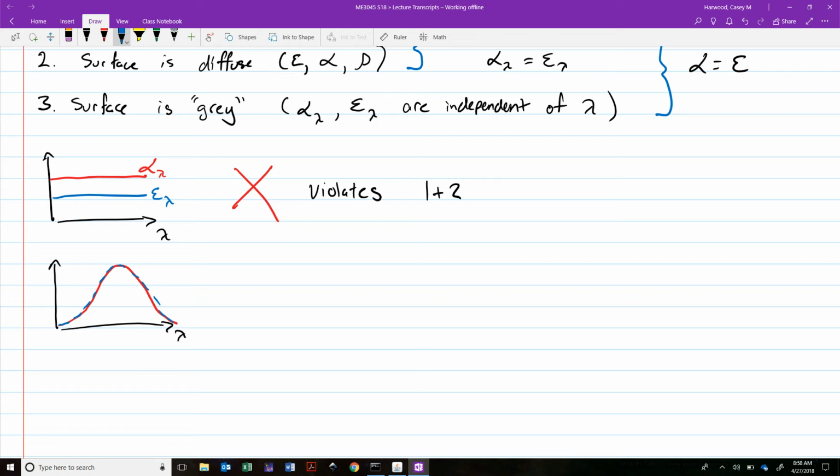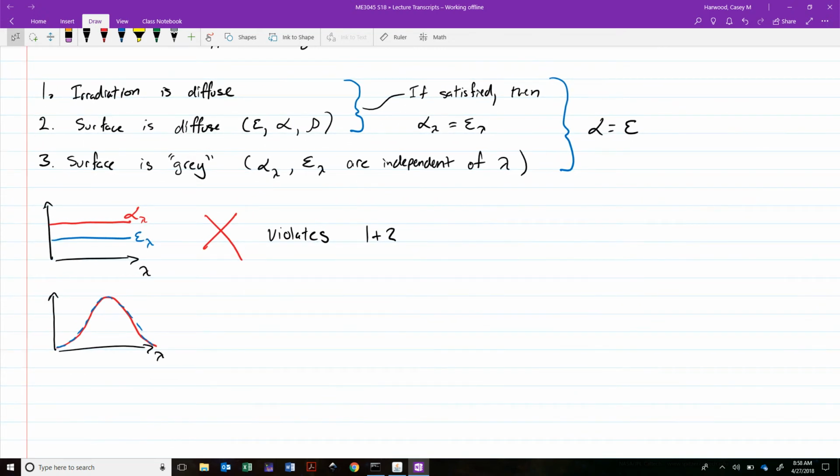Hands up for yes, good to go. Hands up for no, that does not satisfy the rules. Okay, we're getting fewer sure answers here. Okay, rules 1 and 2. If we stop worrying about them individually and worry about the combined thing, sure, alpha sub lambda and epsilon sub lambda are equal. Those curves lie right on top of each other. But rule 3, they are not independent of lambda. They're not uniform along the lambda axis.